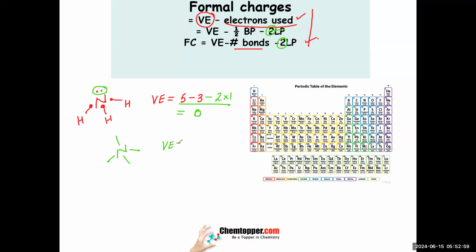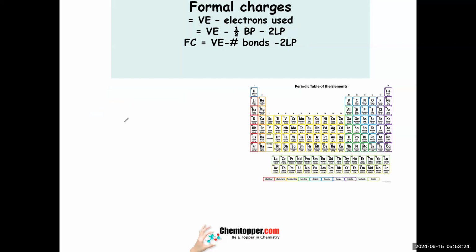Okay, now let's see if I give you nitrogen in this manner with 4 bonds. So how many valence electrons? 5. How many is it using as bonds? Count the bonds. The number of bonds is the number of electrons used for bonding. 4. Any lone pair? No. So plus 1, right?